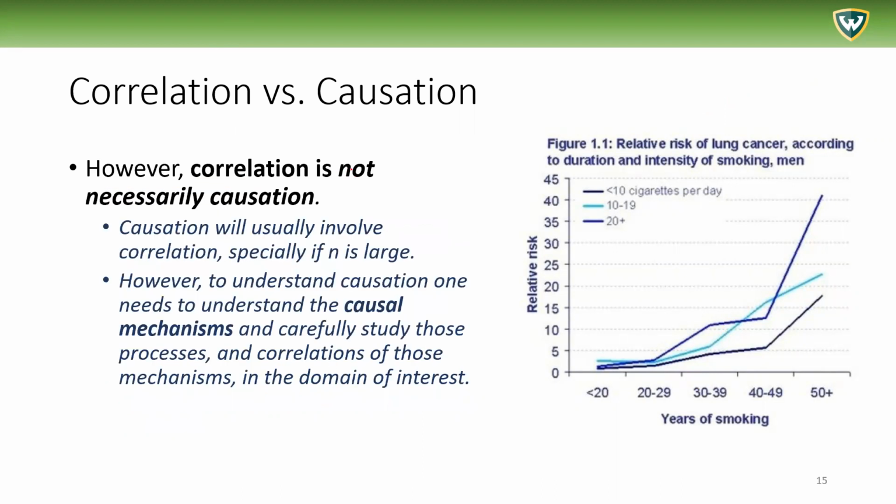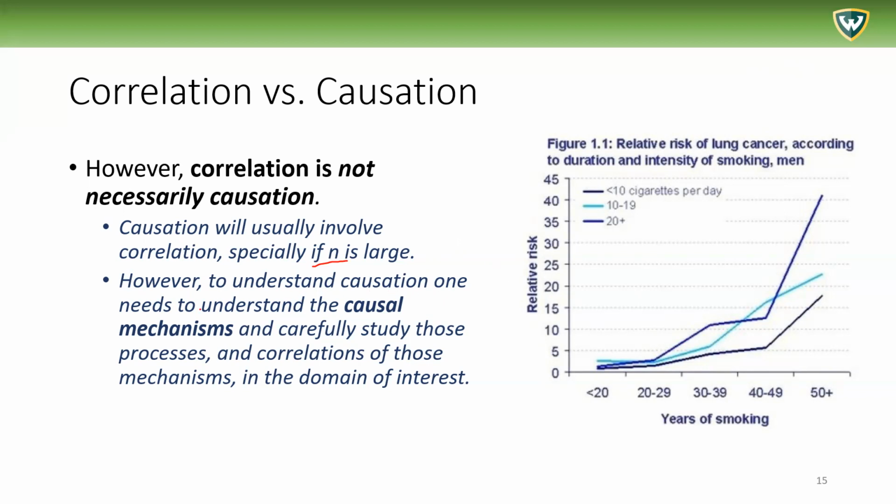So correlation is not necessarily causation. Causation will usually involve correlation. So if one thing is causing another, and we have especially a large N, numbers of people, we should see the correlation, but not the other way around. Just correlation itself does not include causation, although causation usually involves correlation.